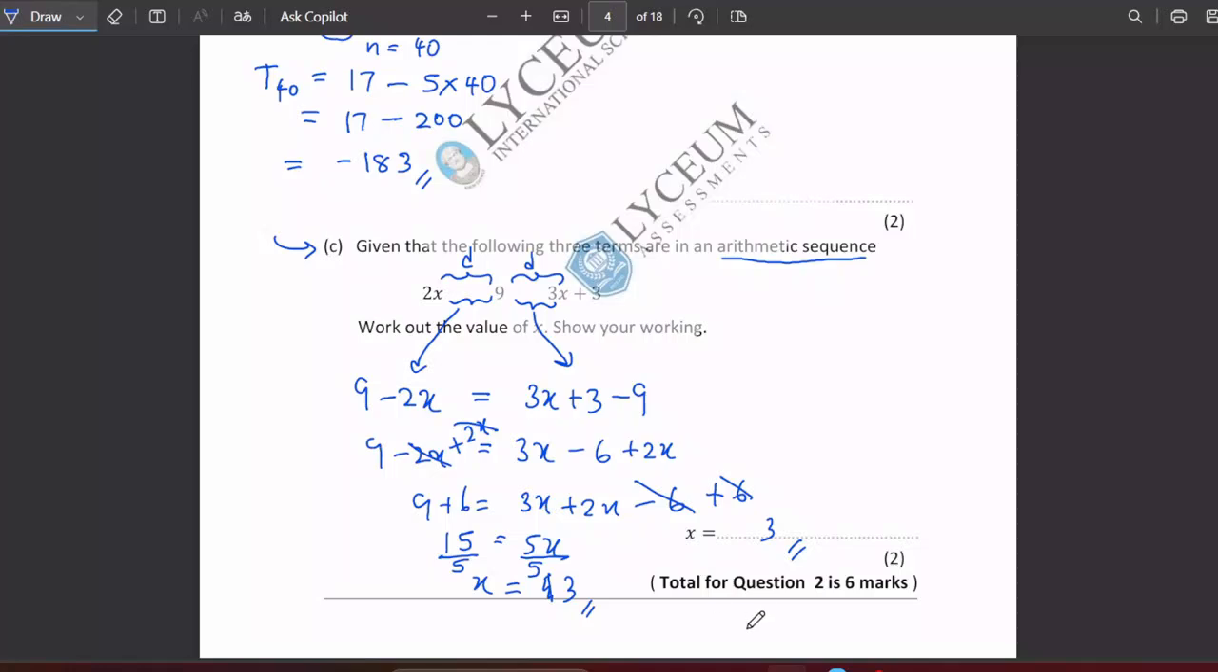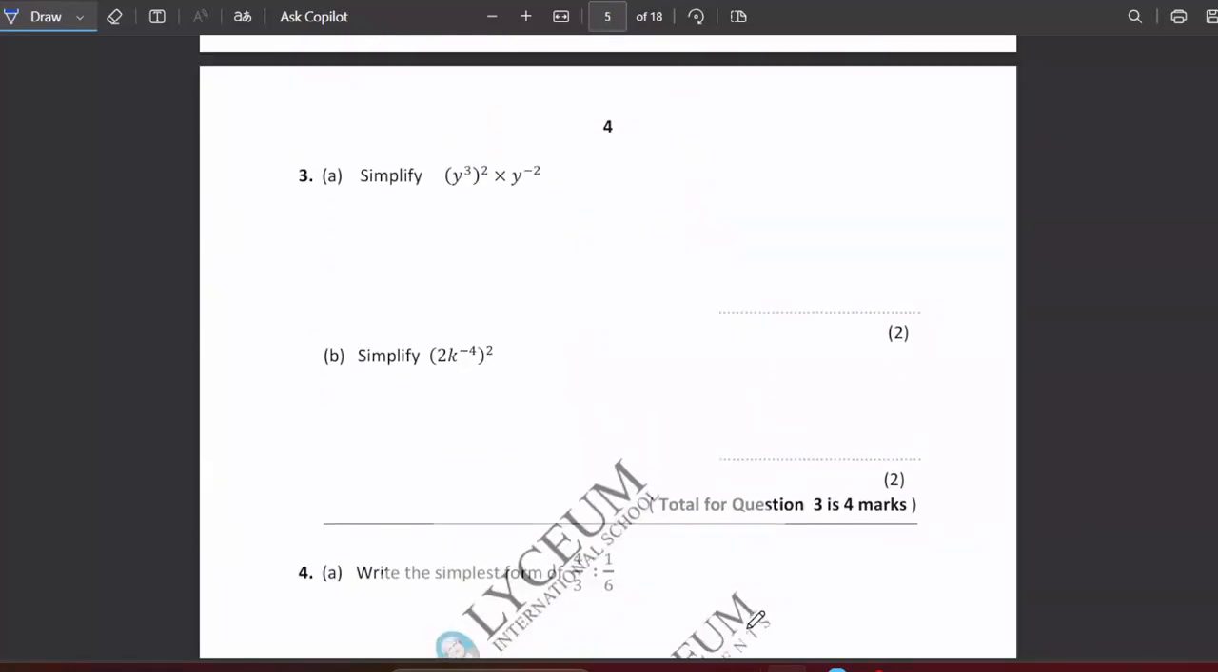Okay. And the third question, we have to simplify. So you have to remember, if we have something like this, it is a power of a power. So when we have a power of a power, what we do is we multiply these two powers, 2 times 2, and put it as the power. So x squared is there in this notation.